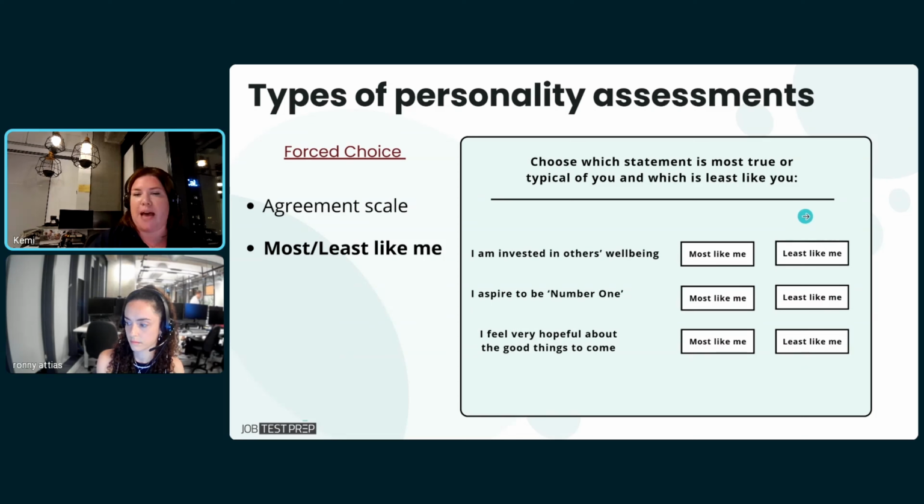Let's talk a little bit about each statement. I am invested in others' well-being is a statement that is linked to the sensitivity scale, a scale that talks about how much you care about others, something that in the finance world is very much linked to customer service, which is quite an important scale that most finance companies value.